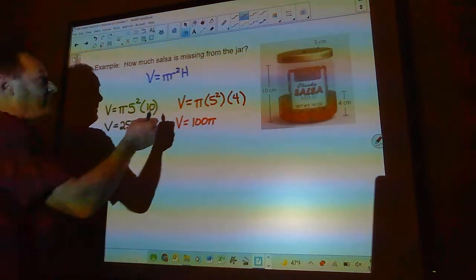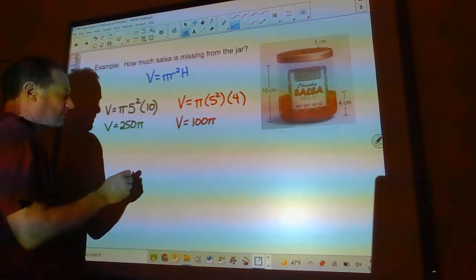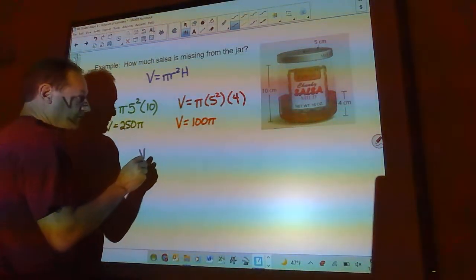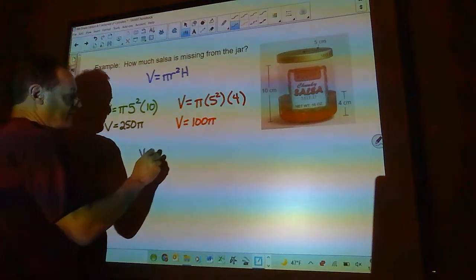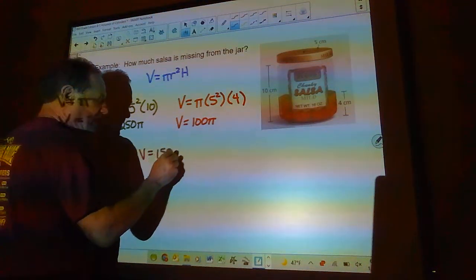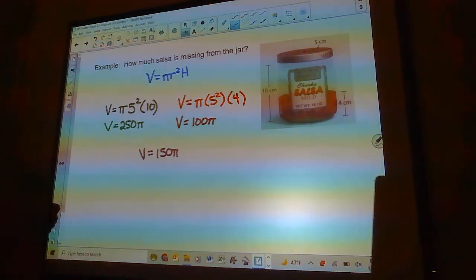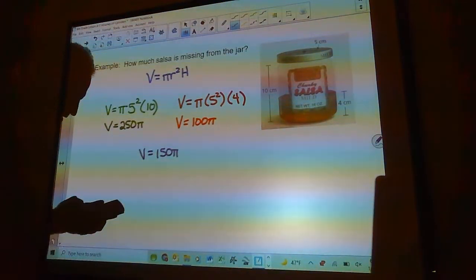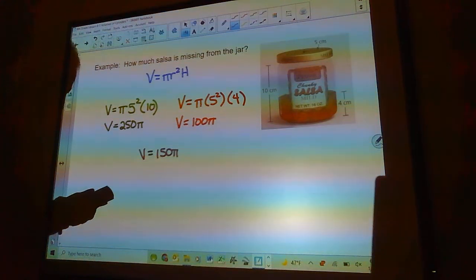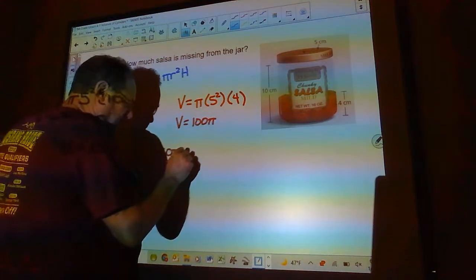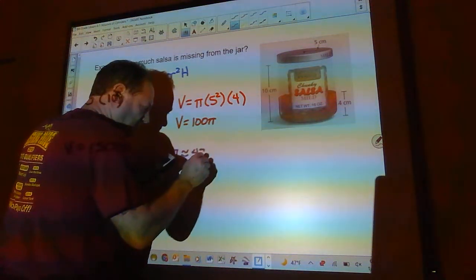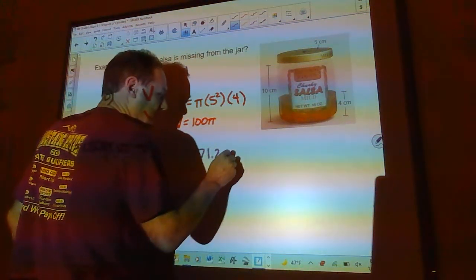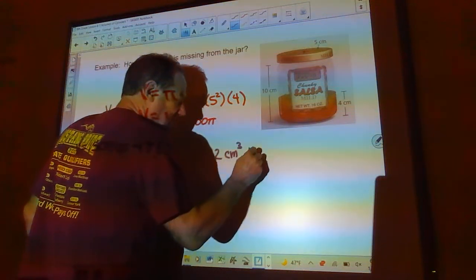The reason I left the pi's in there is it's going to be super easy to subtract these now. 250 pi minus 100 pi means that there is 150 pi cubic centimeters missing. So I'll go ahead and figure out what that is. That's approximately 471.2 cubic centimeters missing.